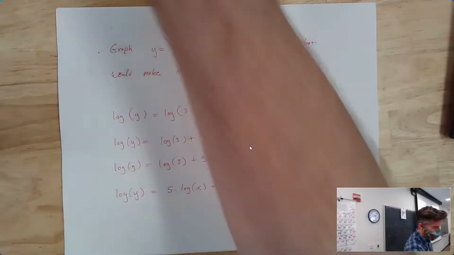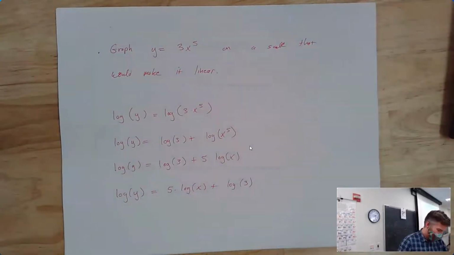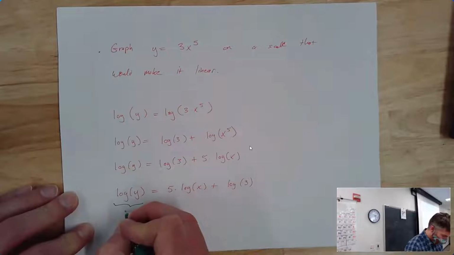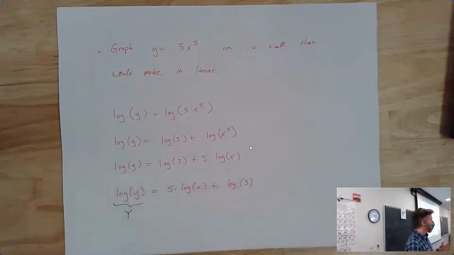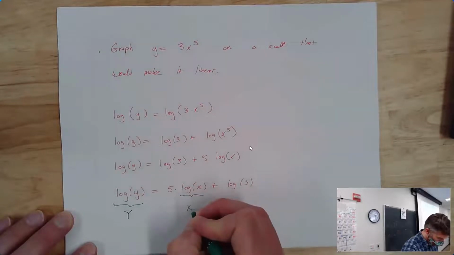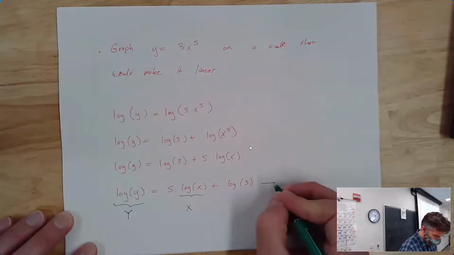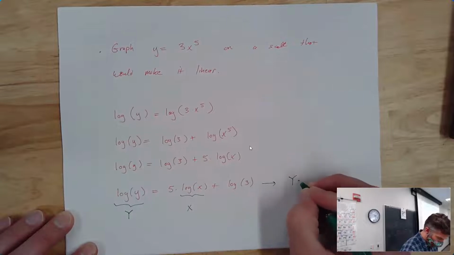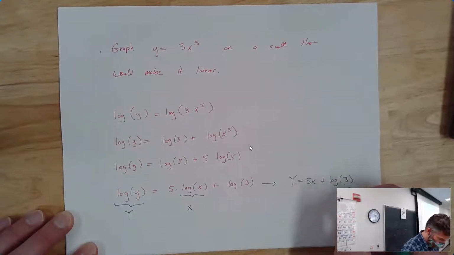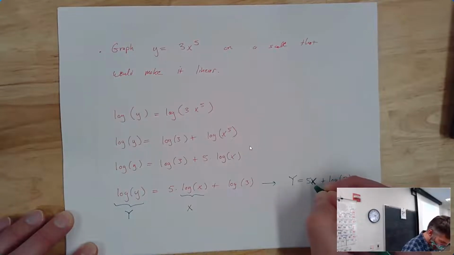So different colors, please. Here, what we're going to think about doing is replacing log of y with y. Usually we use a capital Y when replacing it, and log of x with capital X. So this would become Y equal to 5 times capital X plus log of 3.